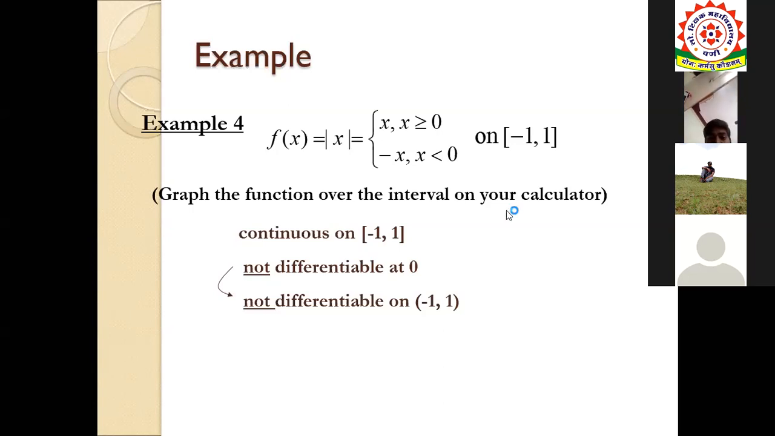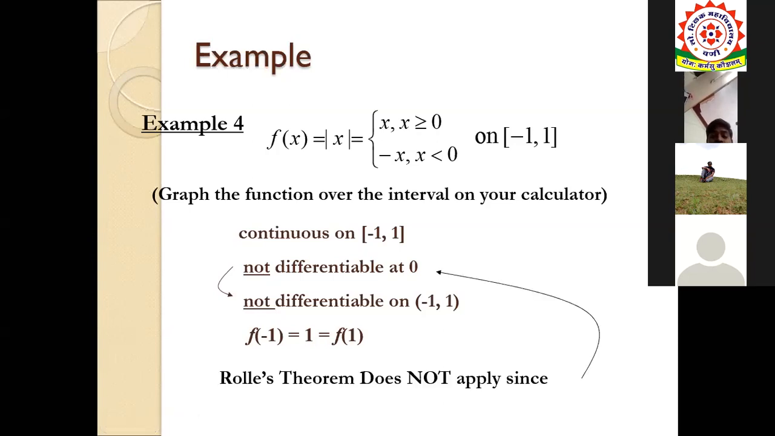Okay, left hand derivative and right hand derivative are not equal. The function is continuous but not differentiable at 0. At 0 one sided limit is 1 and the other sided limit is minus 1. So Rolle's theorem does not apply because the function is not differentiable in the open interval minus 1 to 1. Is that clear?